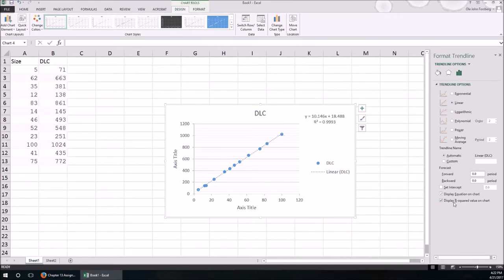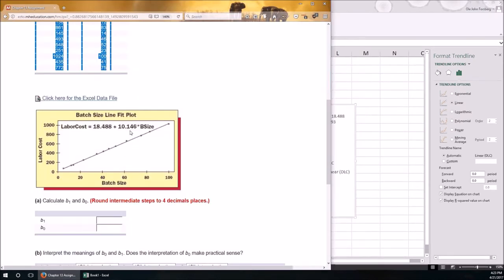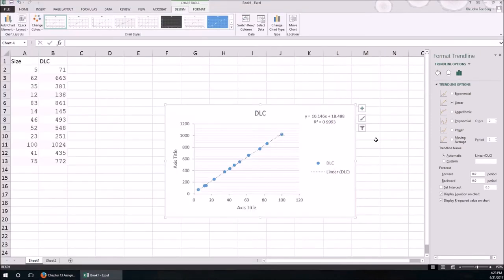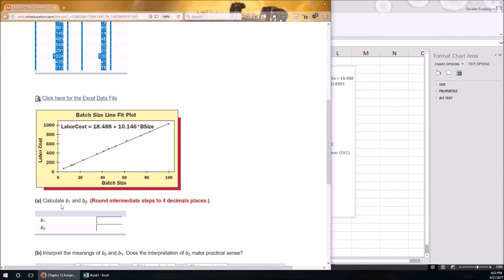There we go. Okay, so we got 10.146 times X. Let's pop back over. 10.146 times X, and we've got a Y-intercept of 18.488, so that's how Connect got those numbers. Kind of cool. So we need to calculate B1 and B0, B1 being our slope, 10.146, and B0 being our Y-intercept, 18.488.